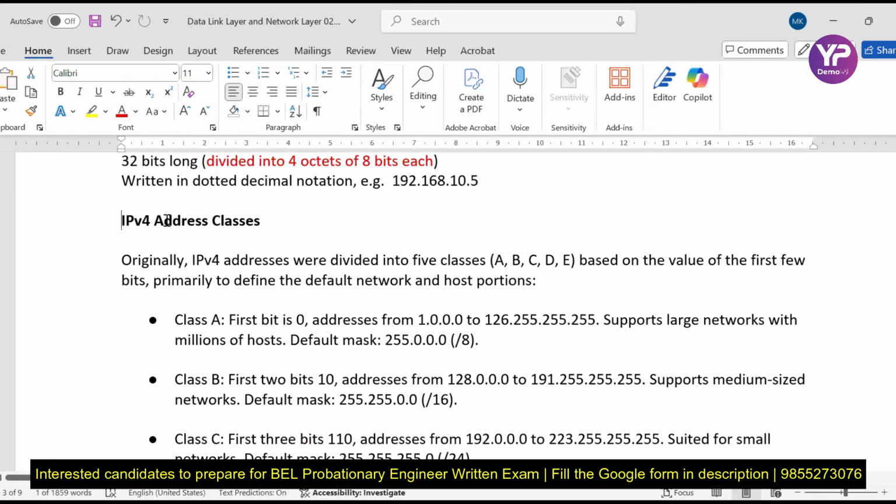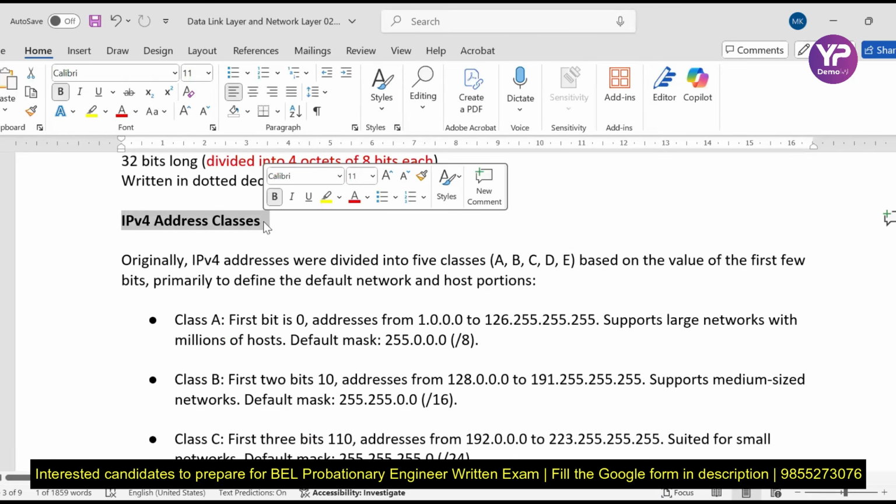Now, do you know what we mean by classes of IPv4? Because this is actually an advanced topic. If you know something, then it's better to discuss. Any idea? No, sir. Okay.